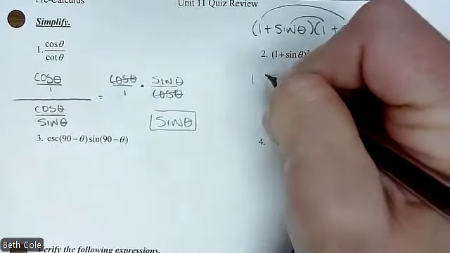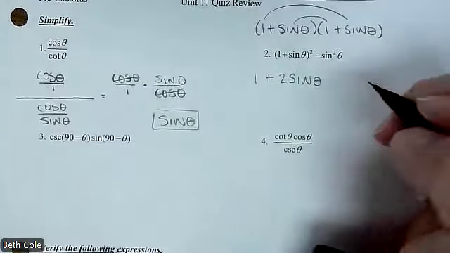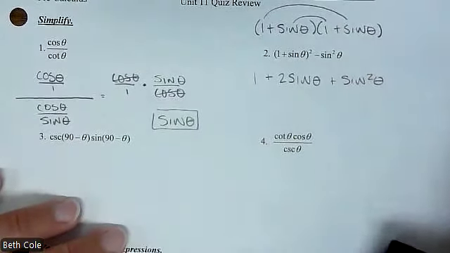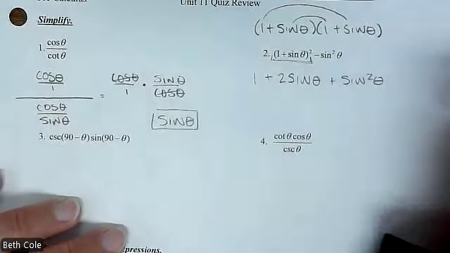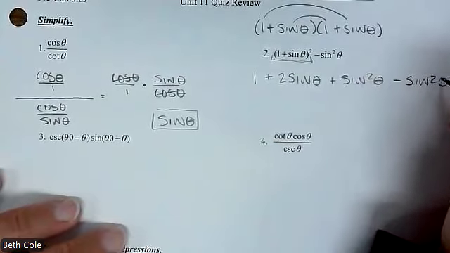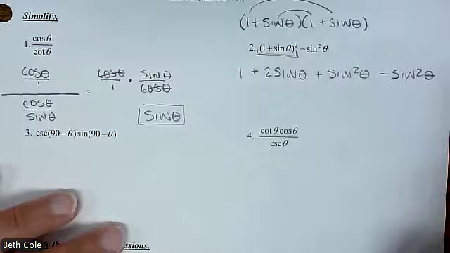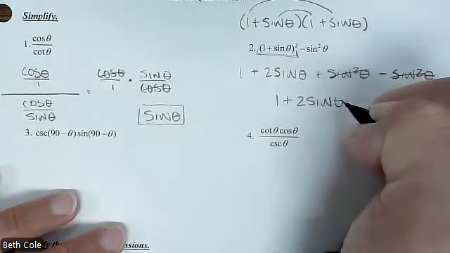So what is that going to be all together? Yeah, you're 2 of them. Good. 2 sine theta. And then sine times sine is sine squared. So that's all this first part. And then it's minus sine squared. So then what is going to cancel out for that? Yeah, your sine squareds cancel. And so this part is just your answer.